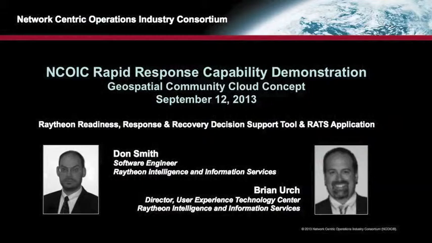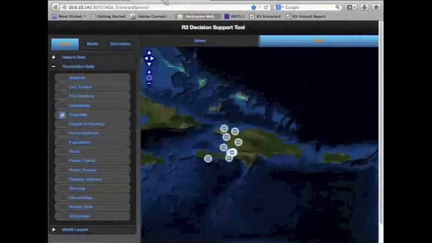Very briefly, the Raytheon Readiness Response Recovery Decision Support Tool. I'll do it briefly and then pass off to Brian, who will show you the Raytheon Advanced Tactical System. The tool was developed as part of a research and development activity in 2012. It was a concept development based on a complex event processor, and that was kind of the main product. And this is just an example to use that processor.